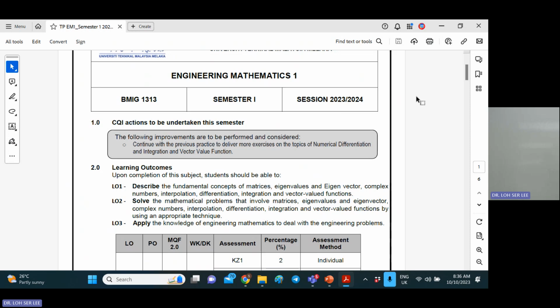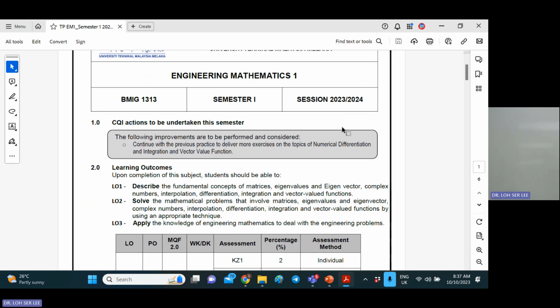Normally they get a very good grade because this course is simple, and some of the topics are more of a revision. We have already learned some of the topics like matrices, differentiation, and integration. But we have some new subtopics, for example numerical differentiation and numerical integration, which are new to you.